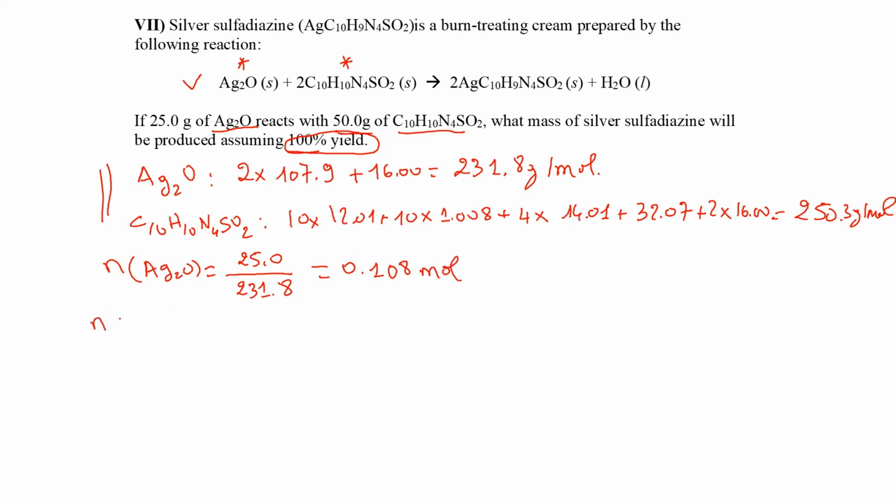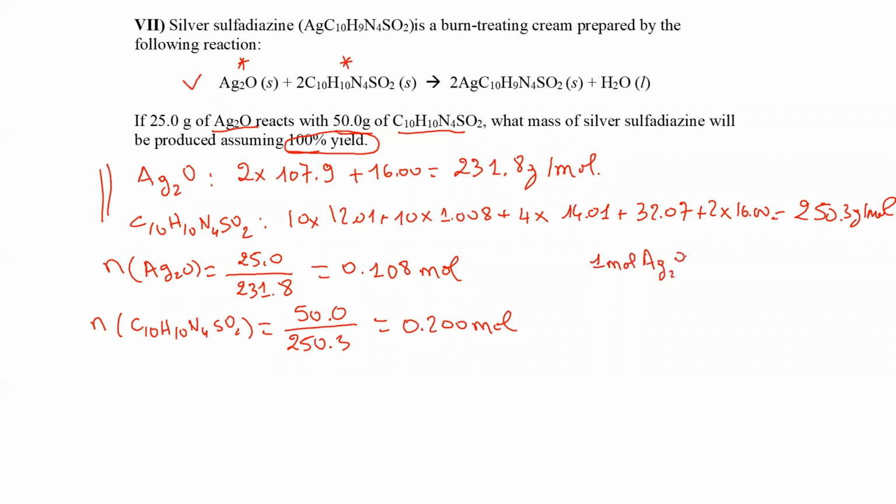Okay, we can calculate the number of moles for C10H10N4SO2, which is equal to the mass divided by the molar mass, so 50.0 divided by 250.3, and this is equal to 0.200 mole. From our equation, we know that 1 mole of silver oxide should react with 2 moles of C10H10N4SO2.